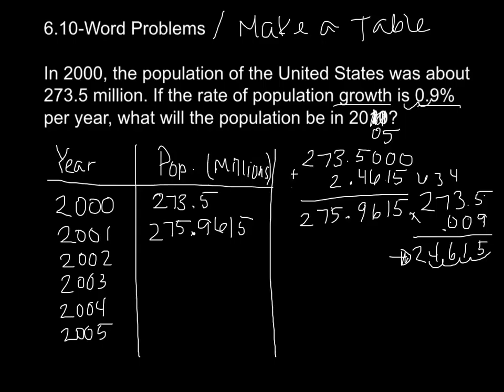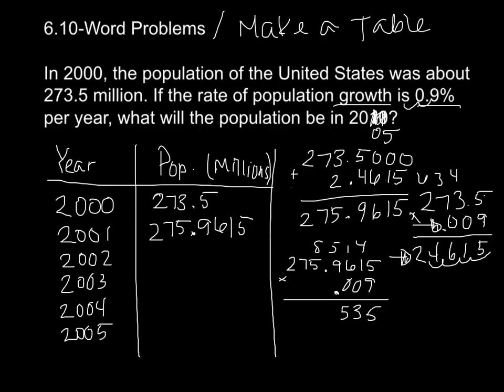So now I'm going to take my new population of 275.9615, multiply that by our percent increase, 0.009. 9 times 5 is 45. 9 times 6 is 54. 81 plus 5 more would be 86. 9 times 5 is 45, plus 8 is 53. 9 times 7 is 63, plus 5 would be 68. 9 times 2 is 18, plus 6 is 24. So we'd bring it back 7 decimal spots.